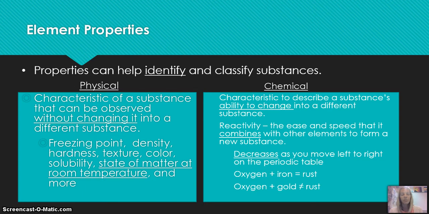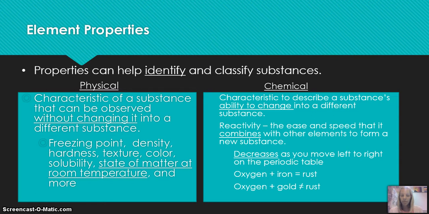Examples of physical properties that you can test for to try to help you identify and classify a substance are freezing point, density, hardness, texture, color, solubility, state of matter at room temperature, and many more. We are going to do some labs to explore physical properties.